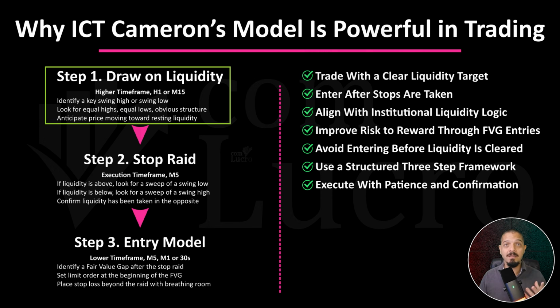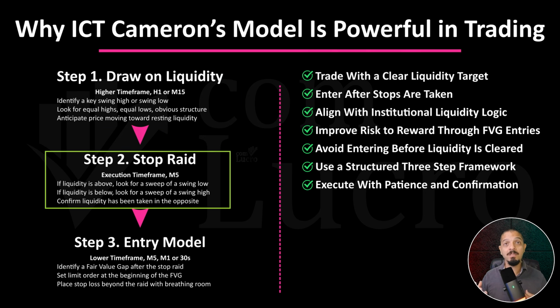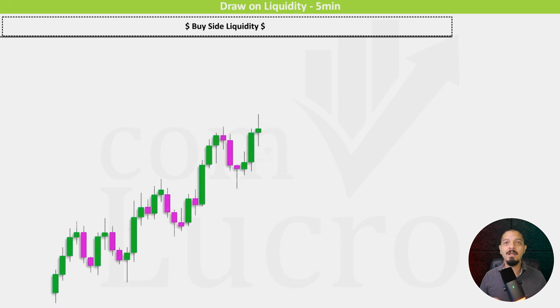The next step is to identify a stop raid in the opposite direction of the draw on liquidity, using the 5-minute chart for execution precision. So now, let us shift to a lower time frame. Keep in mind that in this example, the liquidity zone is positioned above current price. At this stage, we're looking for a swing low to be taken out, which is defined as a stop raid, meaning liquidity is being cleared before the anticipated move.